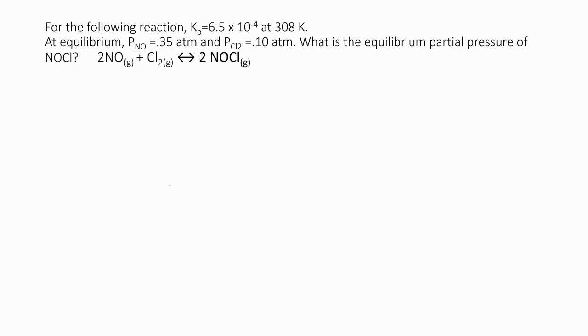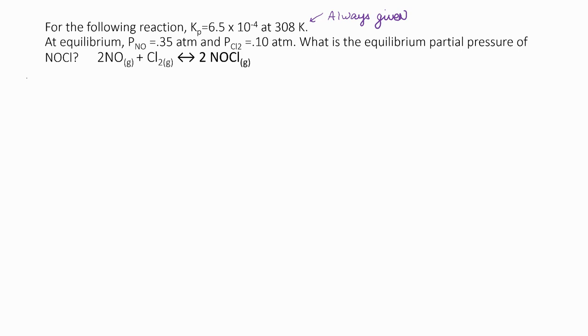Here we have a reaction that's giving us a Kp of 6.5 times 10 to the negative 4 at 308 Kelvin. I'm going to stop here for a second and tell you that the temperature is given. This is always given because K is temperature dependent. You may not use that temperature in the problem though, but they're going to be thorough and give that to you. Okay, so at equilibrium, there's a partial pressure of NO of 0.35, partial pressure of chlorine of 0.10, and then we want to know what's the equilibrium partial pressure of the product NOCl.